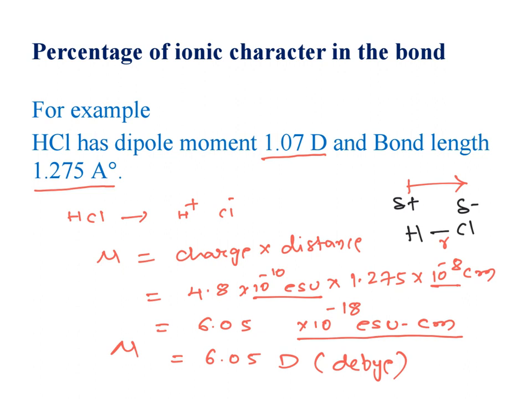But it is not a 100% ionic molecule; it has both covalent and ionic character. If it is 100% ionic, then what dipole moment do we get? 6.05, but the observed dipole moment is 1.07. By taking these two data we can calculate percentage of ionic character. So this is mu observed, experimentally. We have mu calculated, meaning if we assume it is 100% ionic, how much dipole moment should we get? This much.